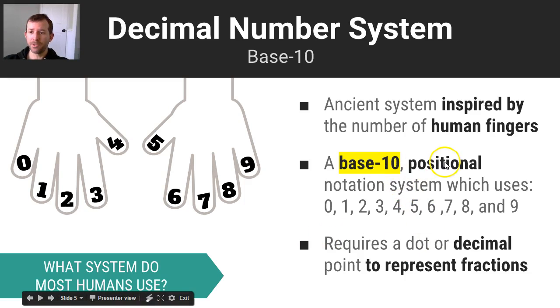A base 10 positional system uses 0 through 9. And remember, in a decimal number system, any fractional value needs to be preceded by a decimal point, and then there are values to the right. So this is the number system that most humans use.